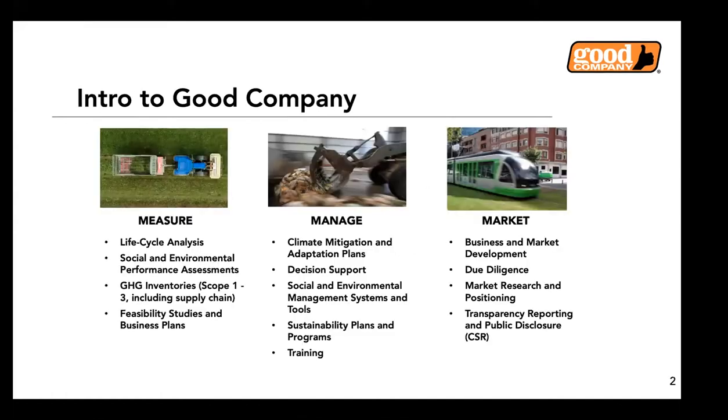So Good Company, we are a six-person sustainability research and consulting firm in Eugene, Oregon. We have been around since 2001. We help our clients measure, manage, and market their triple bottom line performance. We do a lot of things in sustainability consulting, but one of the things we've done a lot of is greenhouse gas accounting for a wide variety of organizations and communities and products. We also do a lot of work on climate action planning for communities and organizations.